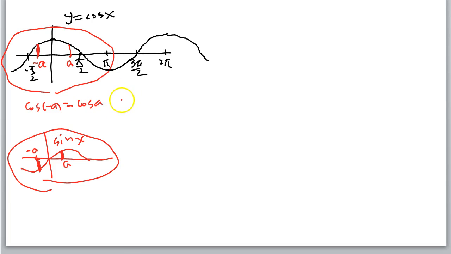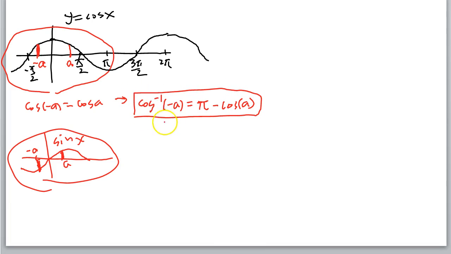And because of that, the cosine inverse of negative a has a very strange formula. So I'm going to write down the formula for it, but maybe it's not that important because it's hard to remember. It's cosine inverse of negative a is pi minus cosine inverse of a. Okay, so if you want to use this formula, you may, but I don't think it's that useful.